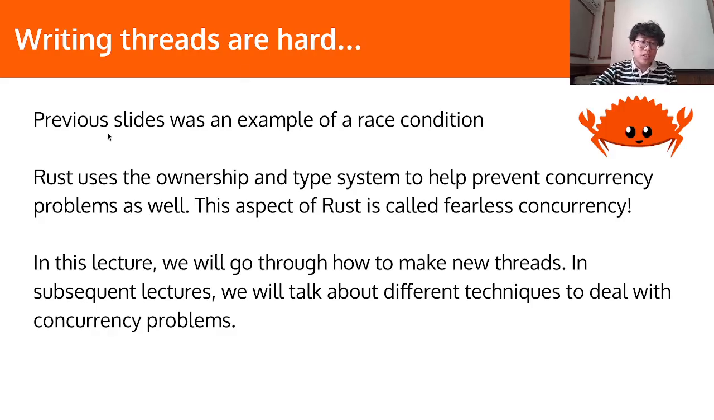So how does Rust deal with this? We will learn this over the next few lectures. Rust uses the ownership and type system that is already built in to help prevent concurrency problems. And if you look at a textbook, they like to call this aspect of Rust fearless concurrency. We won't go into that this lecture. This lecture will just introduce you to how to make new threads in Rust, and then in subsequent lectures we'll talk about the techniques to deal with concurrency.